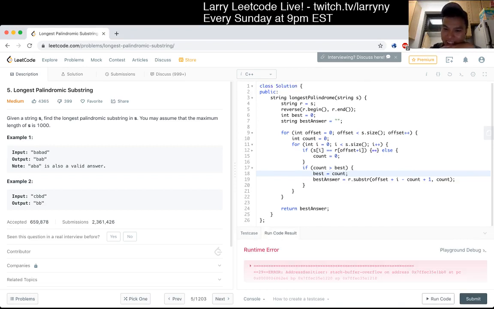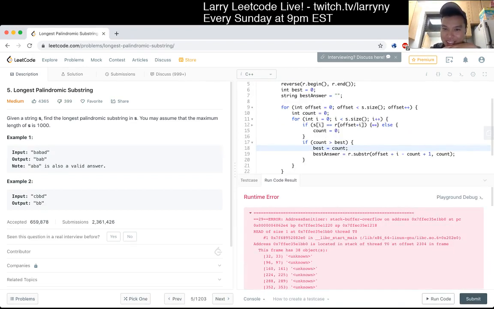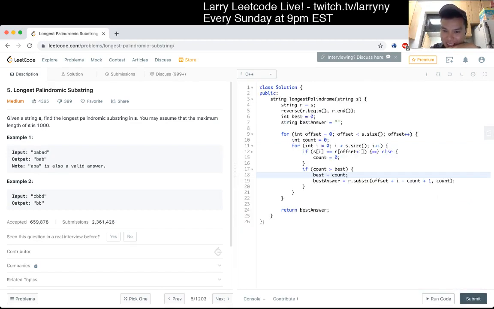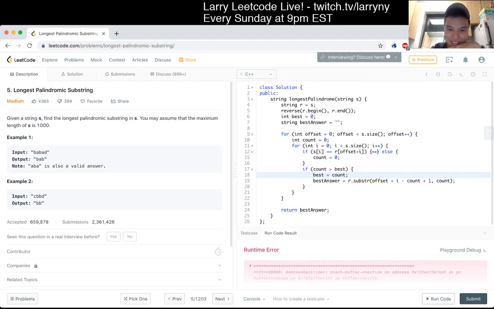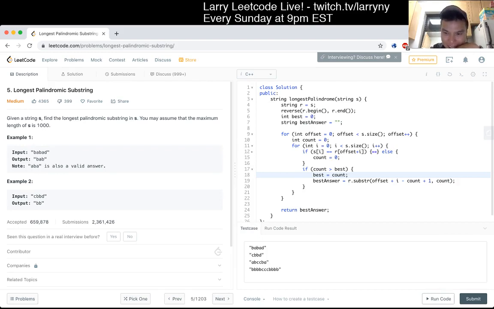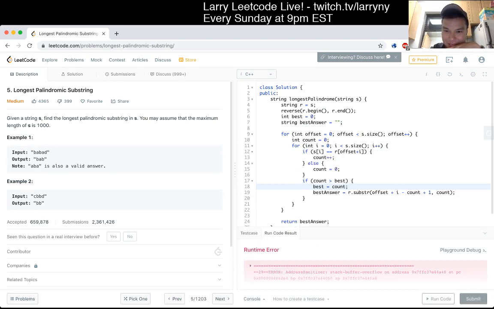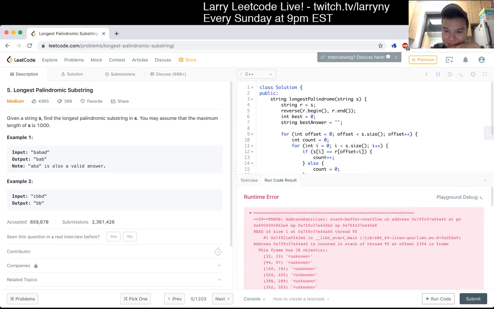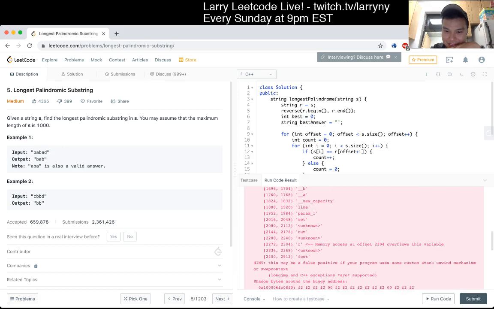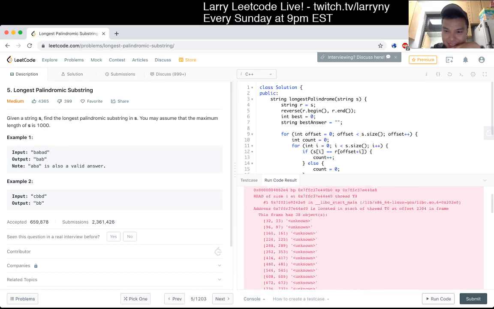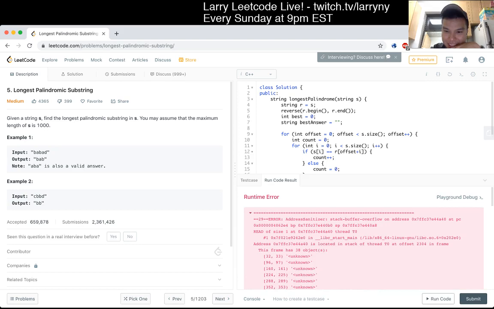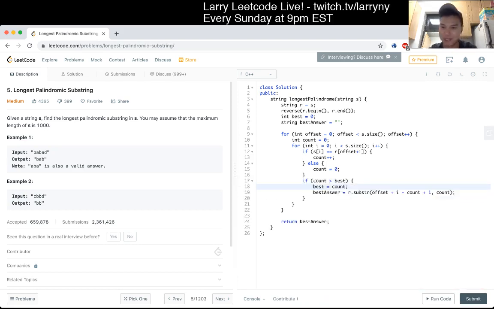Okay, still another one. Stack Overflow. Oh, this is not a stack. Oh, it's not a Stack Overflow. It's a Stack Buffer Overflow, which I guess is better. This is a manual.